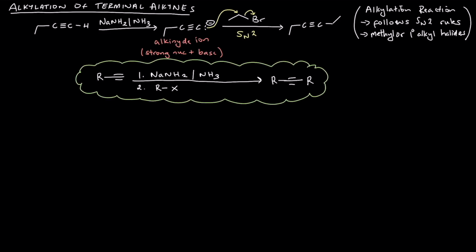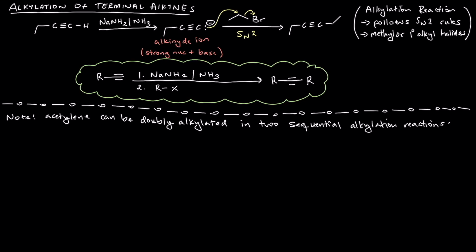And so the generic reaction for the alkylation of an alkyne is you take a terminal alkyne, you react that first with your sodium amide in ammonia, which would deprotonate that terminal CH group. And then you can react that with an alkyl halide to extend that carbon chain and you would form an internal alkyne. And just a quick note on this, acetylene itself can be alkylated, but it has to be alkylated in two sequential alkylation reactions.